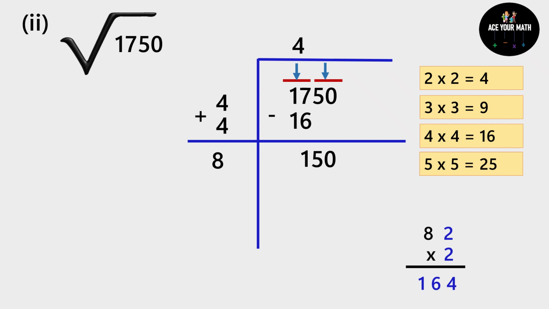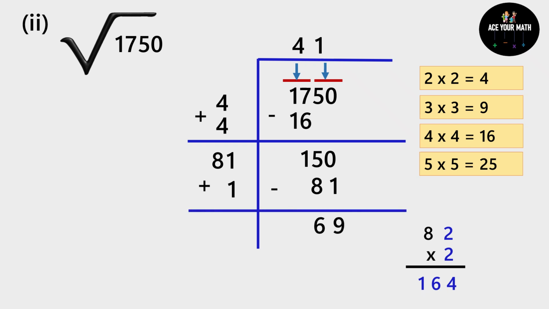It means you will take 1. 81 ones give you 81 only, and the same value 1 you add on the left hand side. When you subtract 81 from 150, you get 69, and you can complete the addition on the left hand side, which gives 82. Now we have no further groups to be solved, and we are getting a remainder of 69. Whenever you get a remainder, that clearly indicates that 1750 is not a perfect square.